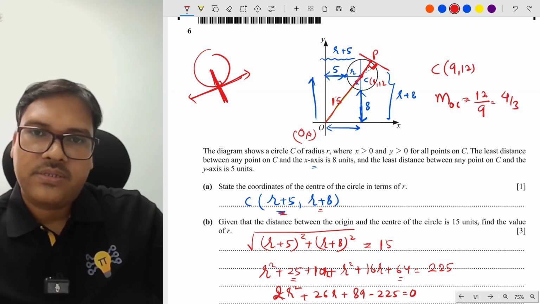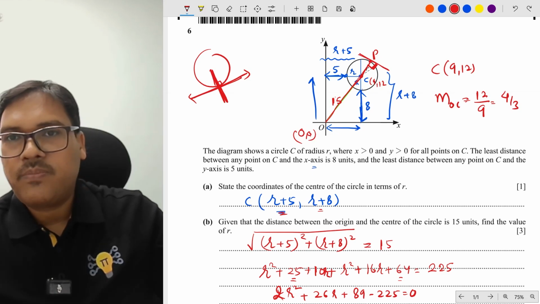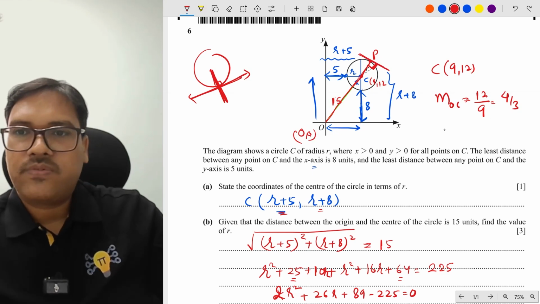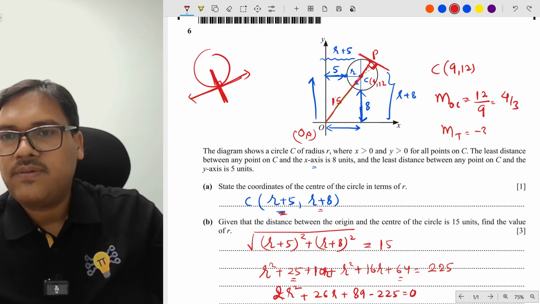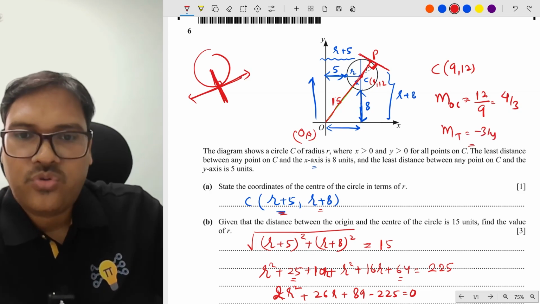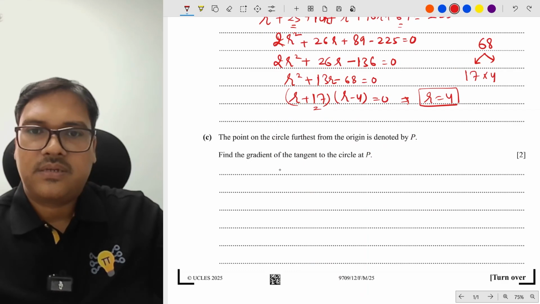So if the gradient of this is 4 by 3, then the tangent will be perpendicular to this. So what is the gradient of the tangent? The gradient of the tangent will be the negative reciprocal, that is minus 3 by 4. So what is the answer? This is minus 3 by 4.